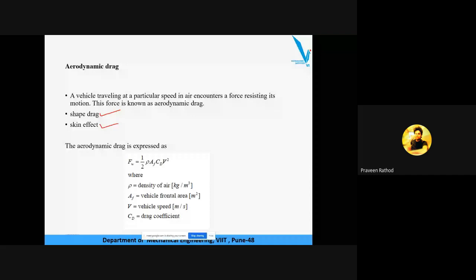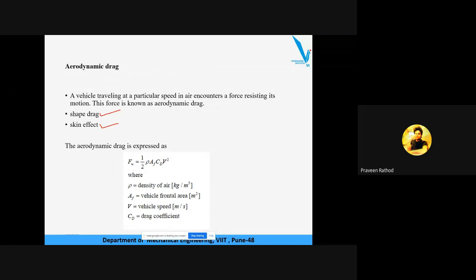Shape drag is due to the shape of the vehicle. How exactly shape? According to that, it depends. Shape drag: the forward motion of the vehicle pushes the air in front of it. The air cannot instantly move out of the way and its pressure is thus increased. This results in high air pressure in front of the vehicle.